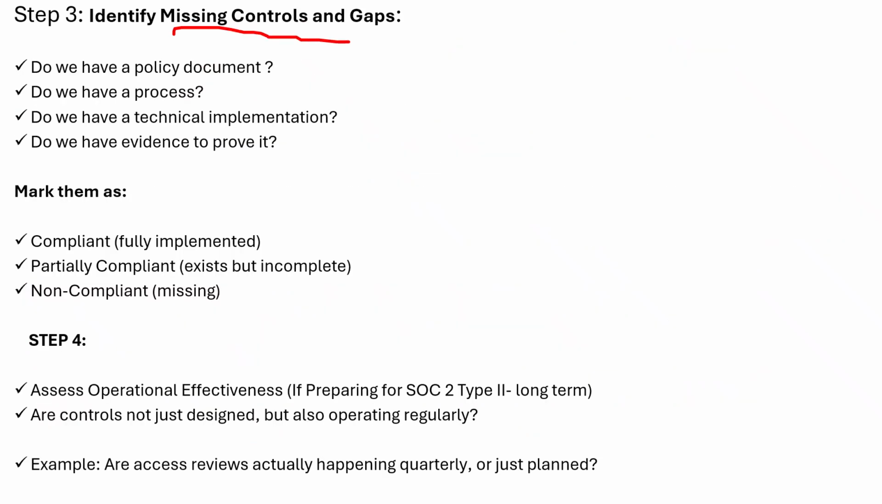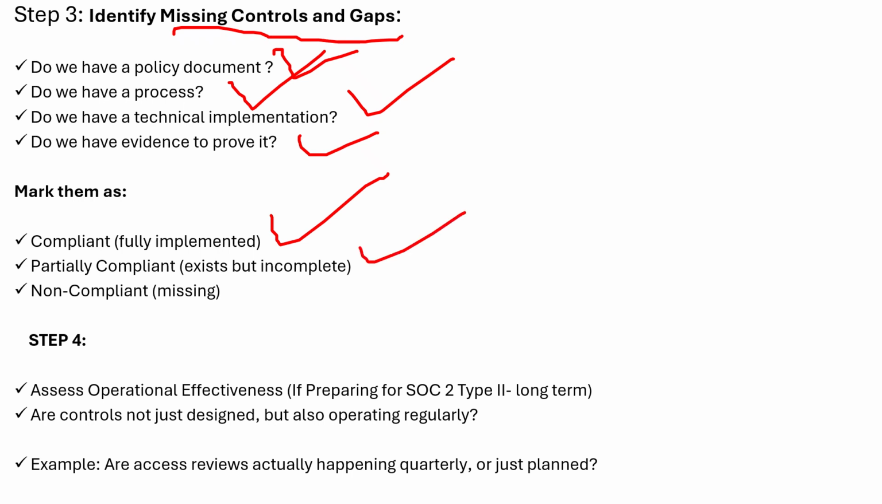Step number 3, identify missing controls and gaps. These are very simple questions, like: do you have policy documents, do you have a process, do you have technical implementations, do we have evidence to prove it? Or you can mark it as fully completed, that's fine, or partially completed, existing but incomplete, or missing parts. Step number 4, you can also assess operational effectiveness if preparing for SOC 2 Type 2 long term. Are controls not just designed but also operating regularly or not? All these things you need to mention in your gap assessment report.